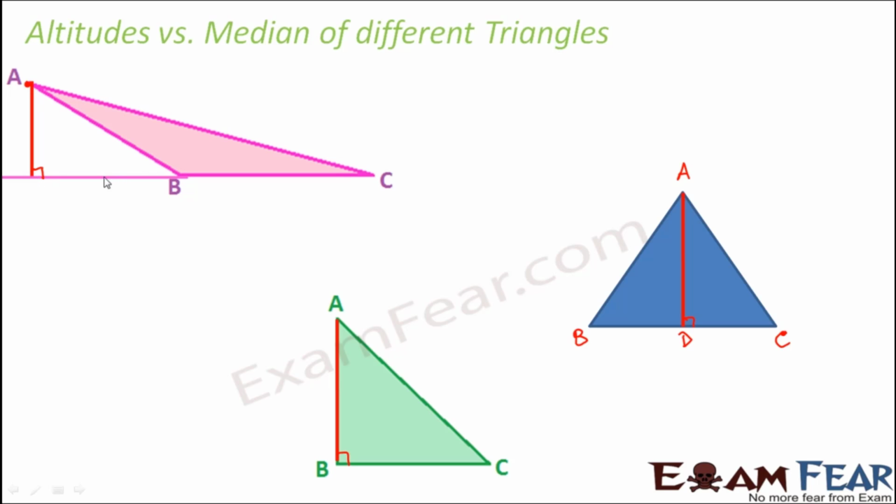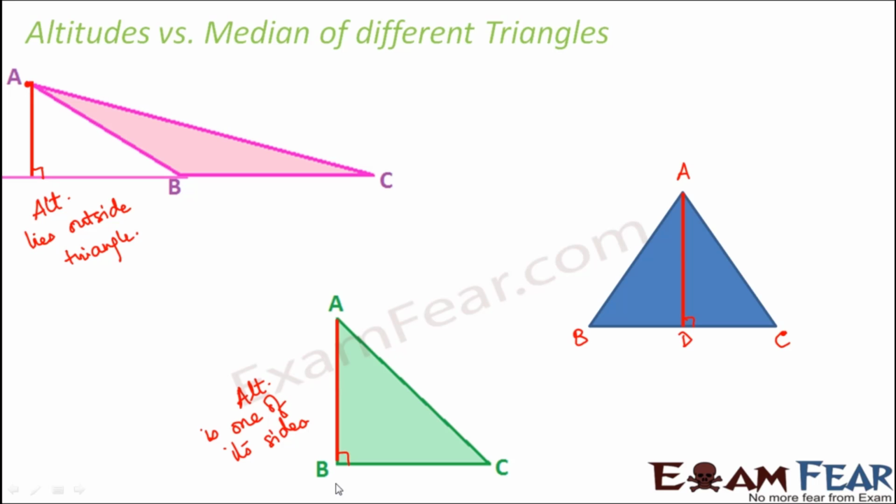So in this case, what do we see? We see that the altitude for an obtuse-angled triangle lies outside the triangle. So here we can say that altitude lies outside the triangle. In the earlier case, what did we observe? We saw that altitude is one of its sides. So one of the sides of the triangle itself is the altitude. So this is the altitude for all these different triangles.